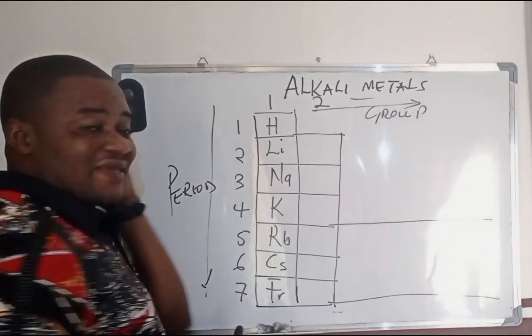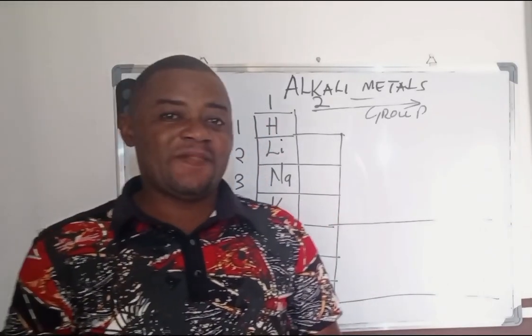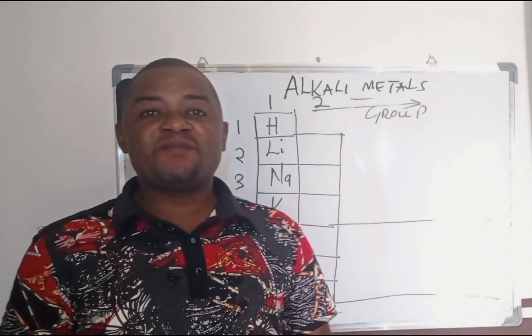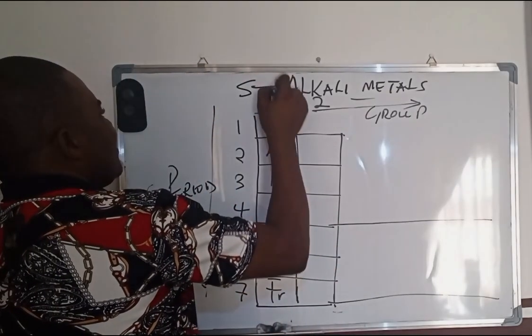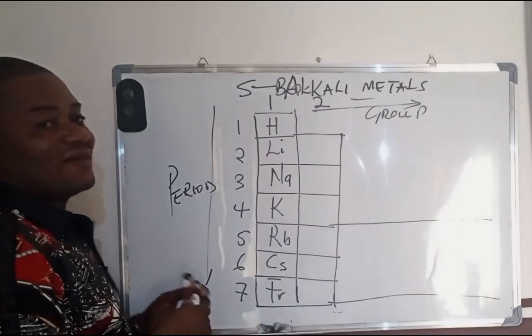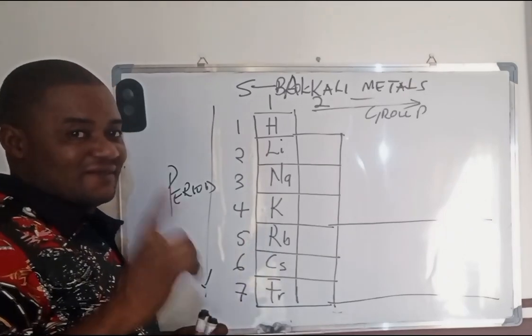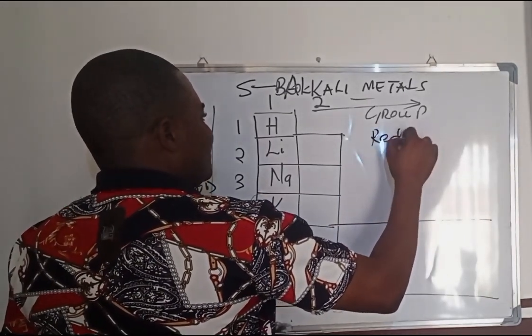Now, as alkali metals, what are they? There is need for us to know that the alkali metals that belong to group 1 of the periodic table are the S block elements. We said that before. They are the S block elements, and these alkali metals are reducing agents. Do not forget that they are reducing agents.